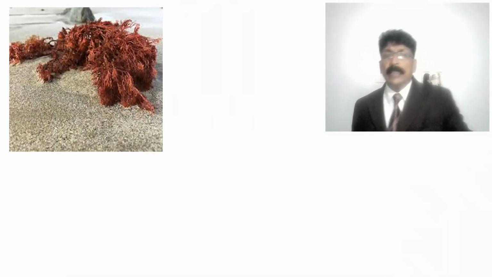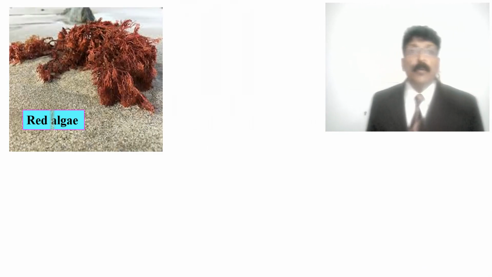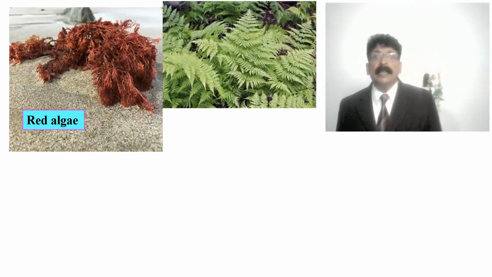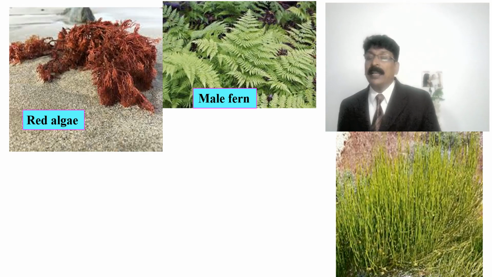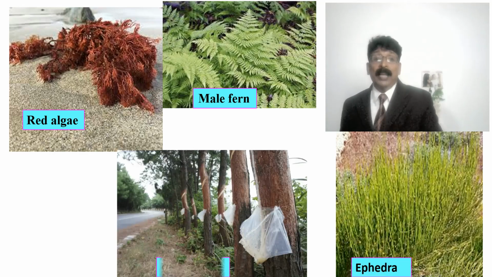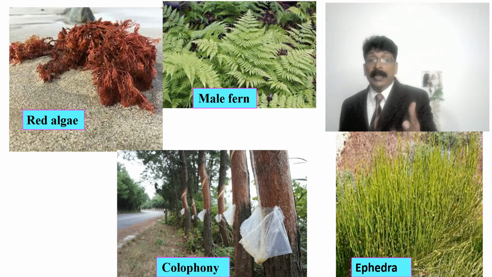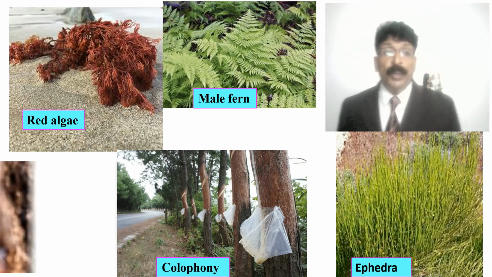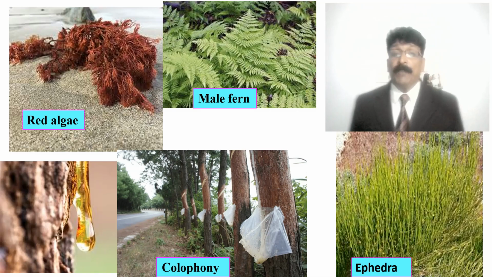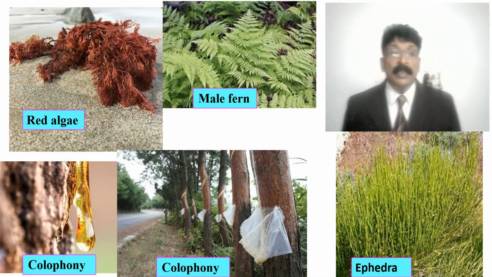So you can see this is the plant of red algae, and this is the plant of male fern, and this is the plant of Ephedra, and this is the plant of Colophony, like they are exudate. It's an unorganized drug, Colophony. This is how it exudes when you do incision, and that is Colophony.